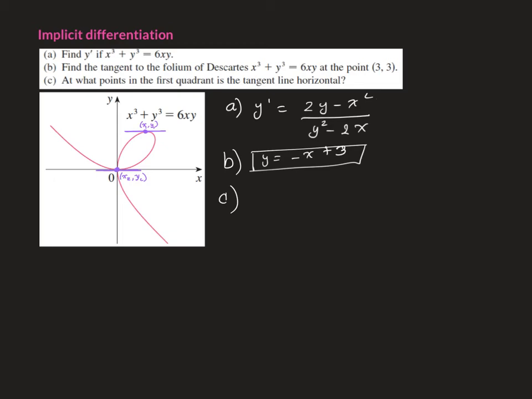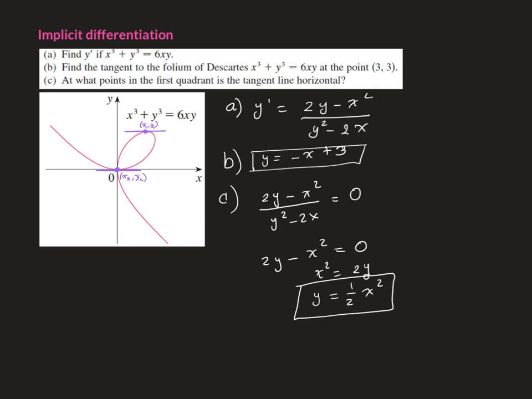So how do we find those? We need the slope to be horizontal. We need the slope to be equal to 0. So we are going to equate the derivative that we found to 0. So (2y minus x squared) over (y squared minus 2x) should be equal to 0. That means 2y minus x squared should be equal to 0, multiplying the denominator to the right hand side. From here we get that x squared is going to be equal to 2y, or y is going to be 1/2 of x squared.